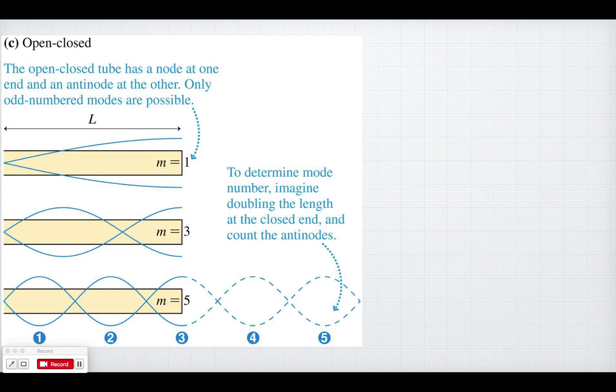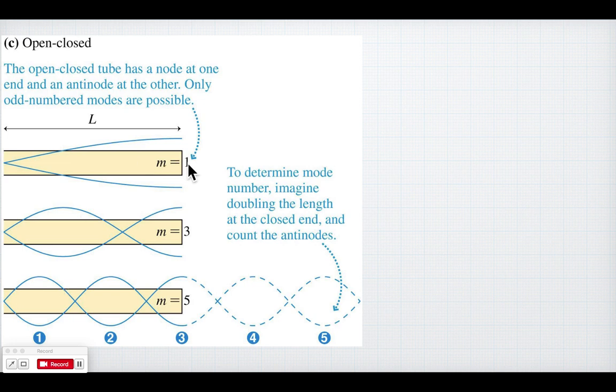Now, the tricky one is when you get to open-closed. One has to have a node, and the other one has to have an antinode. That must always be true. If that is true, then the first mode is going from here to here, and that's the first way that can satisfy those conditions. Well, what is that? That is not a half wavelength. A full wavelength would go from here to trough and then back to here, so this is actually a quarter of a wavelength. If I go from here to here, that's a half wavelength, and then I have another quarter wavelength. So this is a half plus a quarter, three quarters wavelength, and so on.